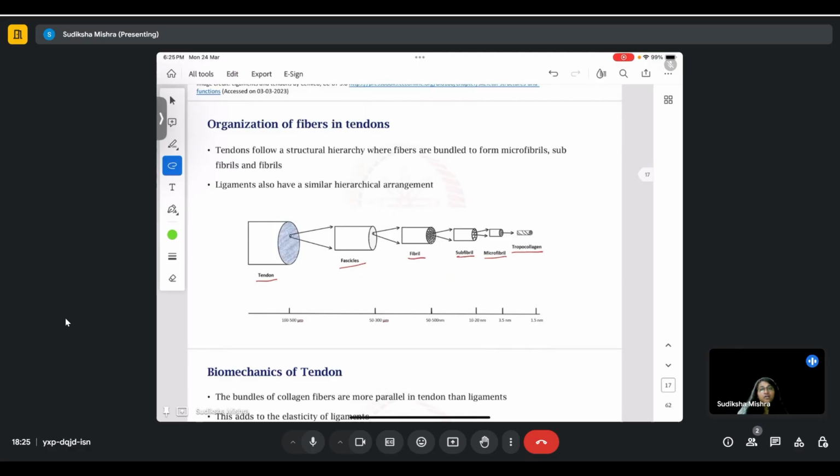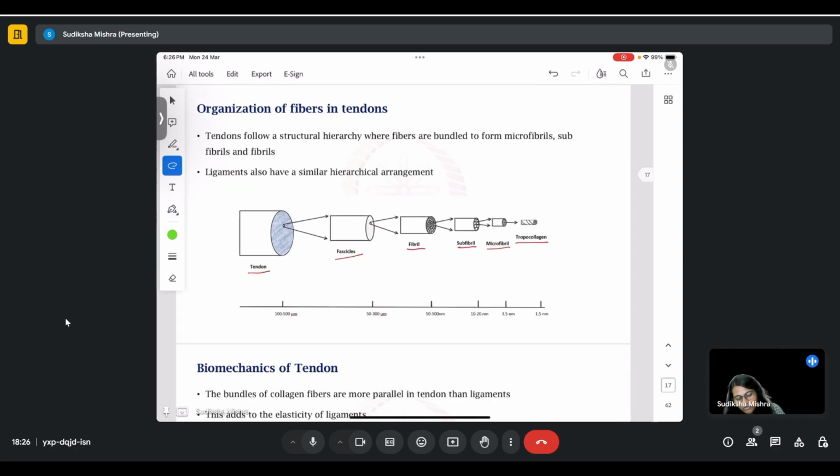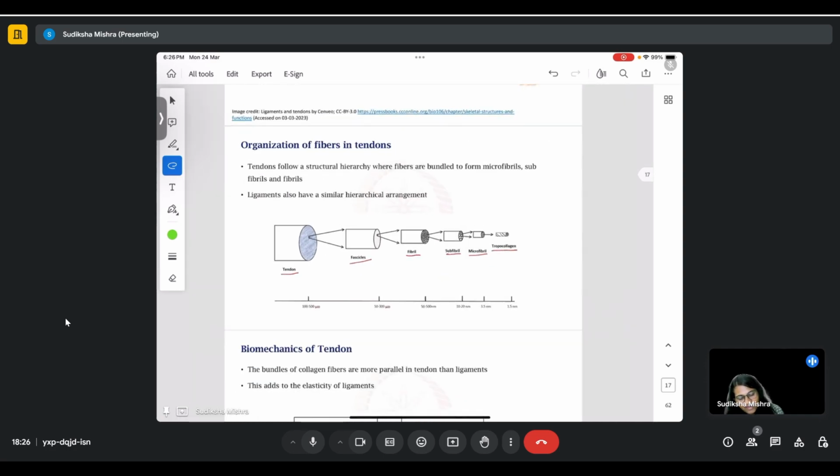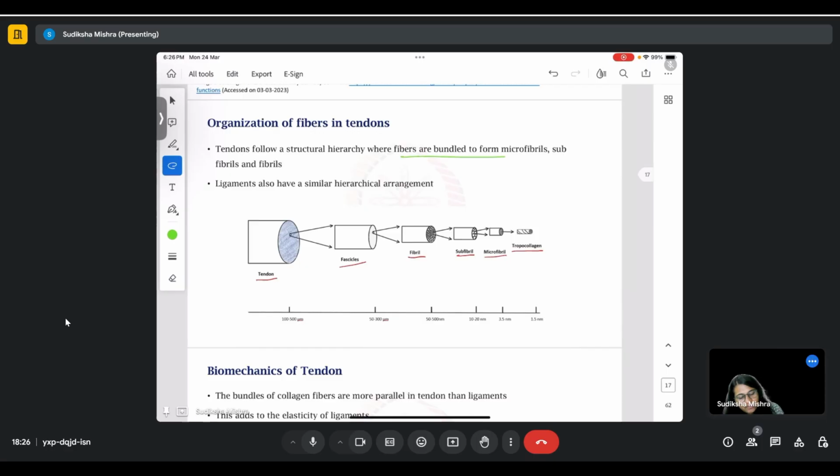Now, if you look at the organization of fibers from a top down approach, the tendons follow a structural hierarchy where fibers are bundled to form microfibrils, subfibrils, and fibrils. And ligaments also have a similar hierarchical range. So, tendons have fascicles. These fascicles further have fibrils, and these fibrils further have subfibrils, microfibrils, and tropocollagen.